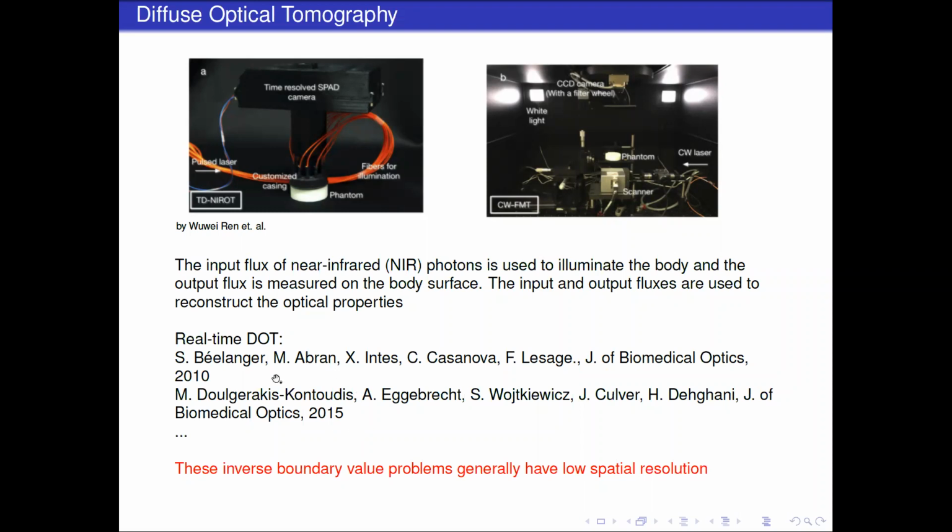These two inverse problems are also known as inverse boundary value problems because only the boundary data are known, so they in general have very low spatial resolution. But we think deep learning techniques may have the potential to improve the spatial resolution. In this talk, I'm going to focus on EIT as an example to describe our algorithm, and then I will present some results about DOT.